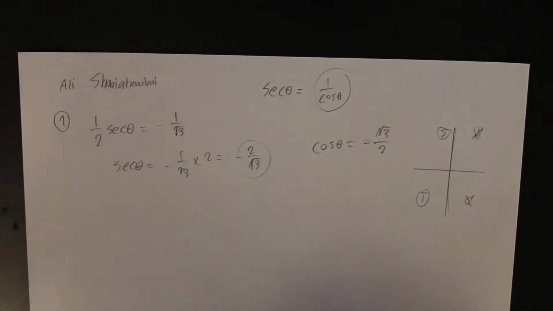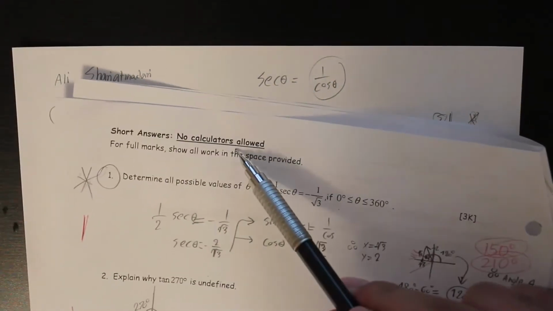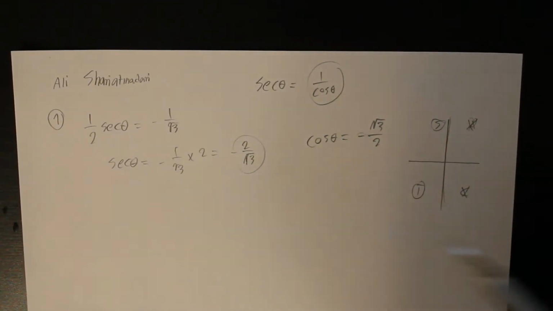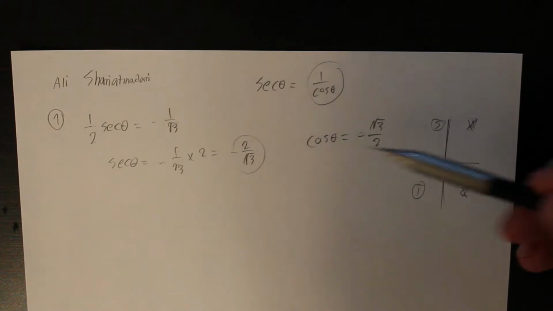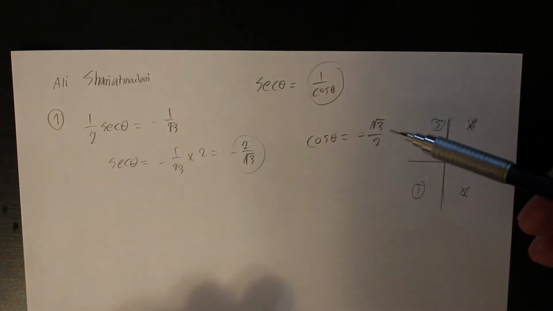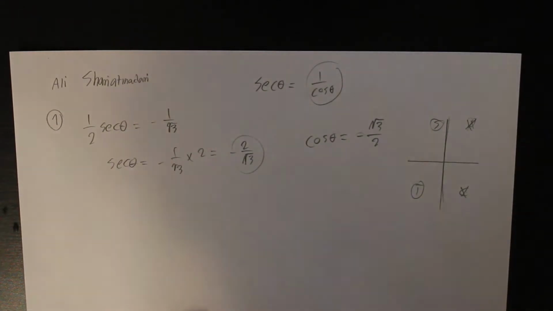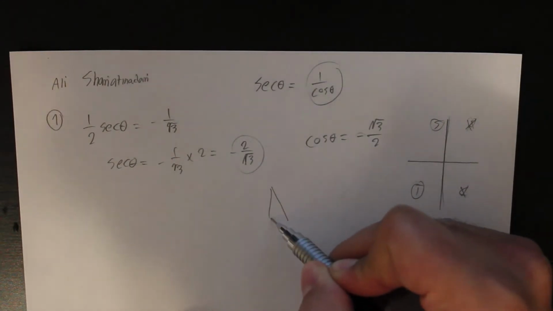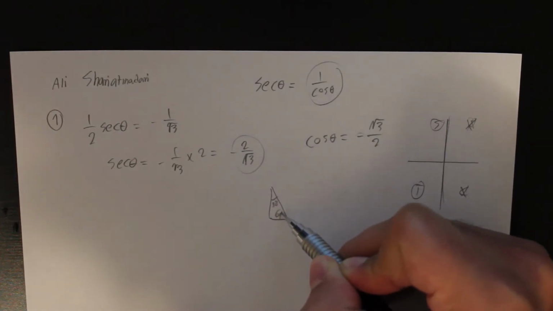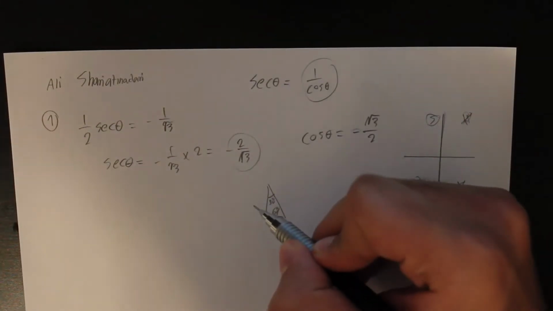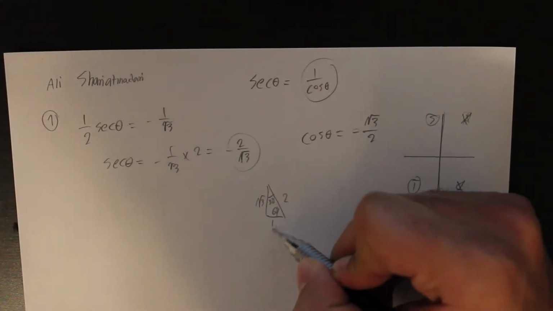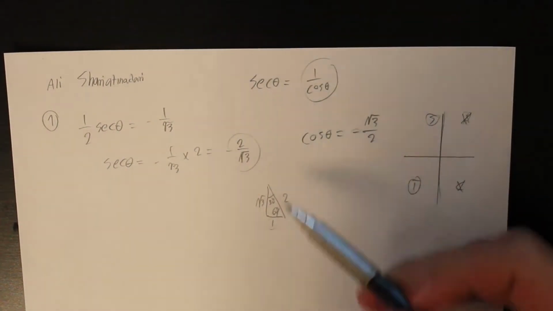Now what's also important to note is that for this question, no calculators are allowed. So what we need to do is use a special triangle to solve for theta when cos is square root 3 over 2. Now this is really simple. There's a special triangle, the 30-60 triangle, which is like this. This side is square root 3, the hypotenuse is 2 and the bottom side is 1. So these are just ratios.